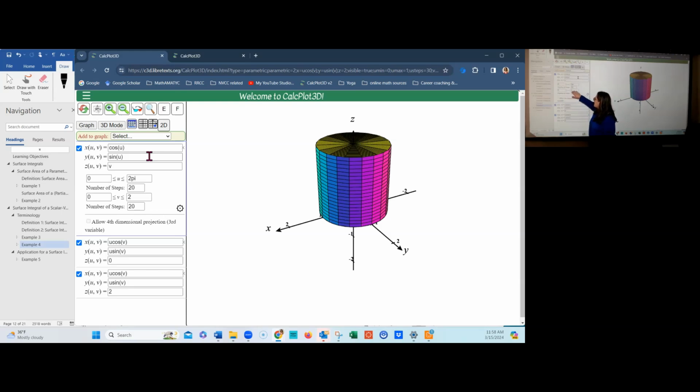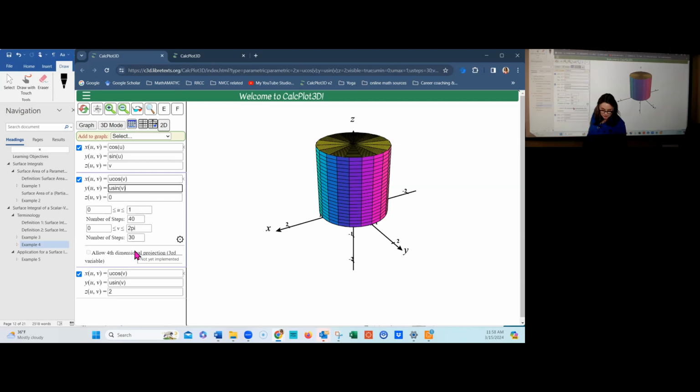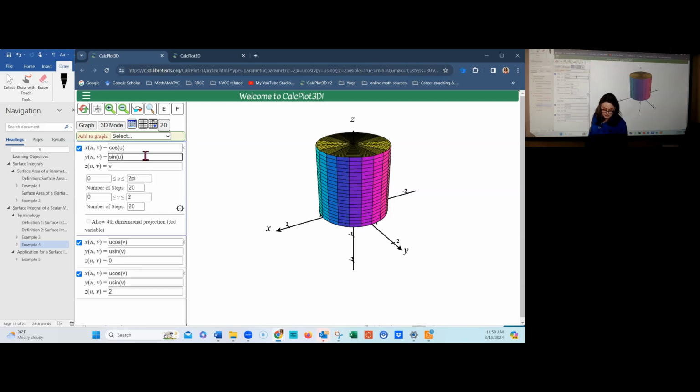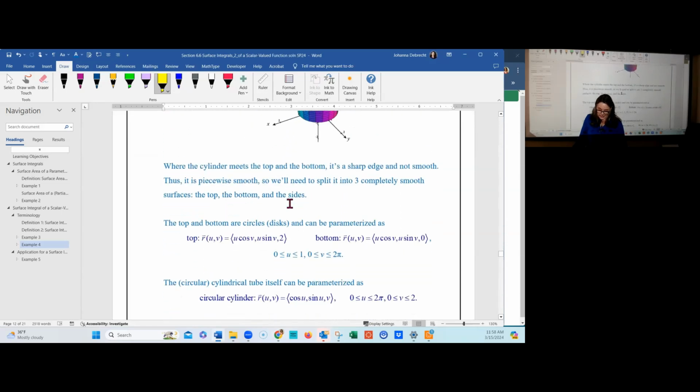Notice that each of these has a limitation on the values of u and v. In this particular parameterization, u is going to vary from 0 to 1, and v is going to go from 0 to 2 pi, except on the first parameterization, where u represents the angle, and we want the entire way around the cylinder. So we set u from 0 to 2 pi, and v goes from 0 to 2 because we're using the height. Let's go ahead and take a look now at these different parameterizations.